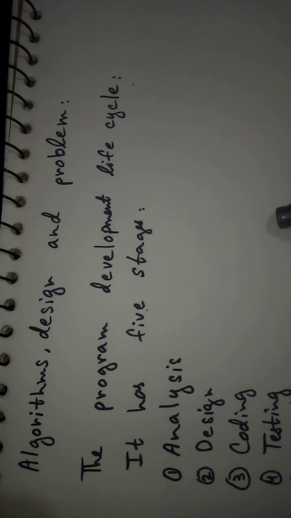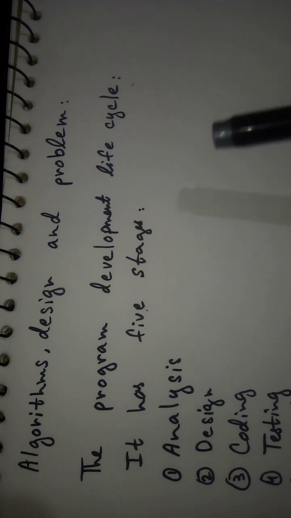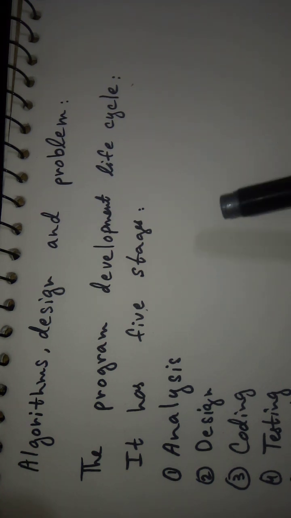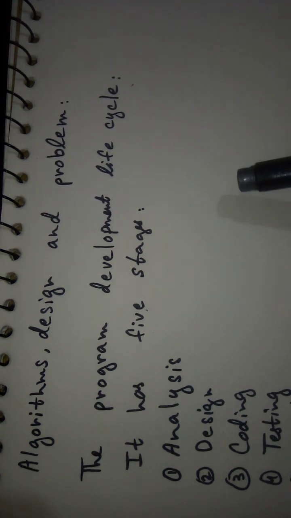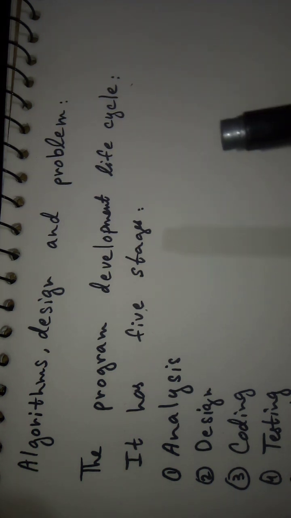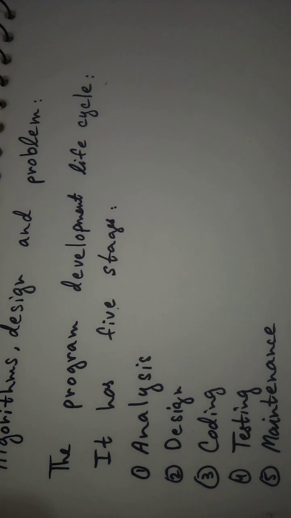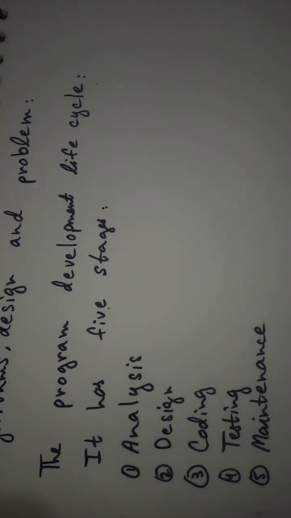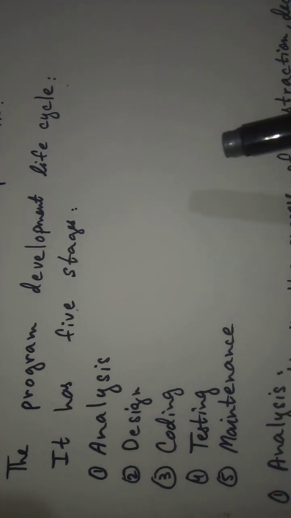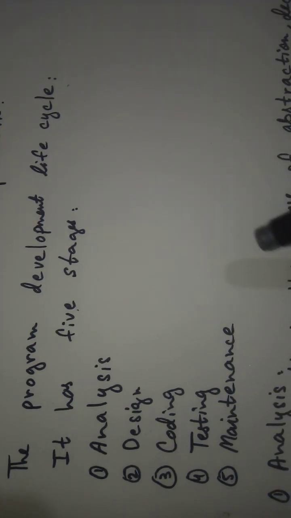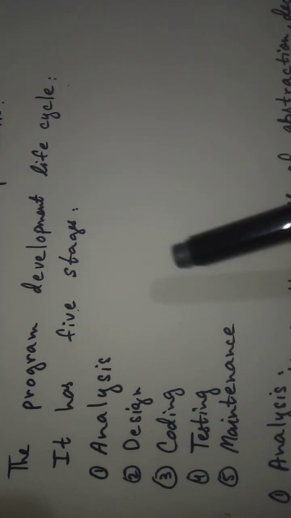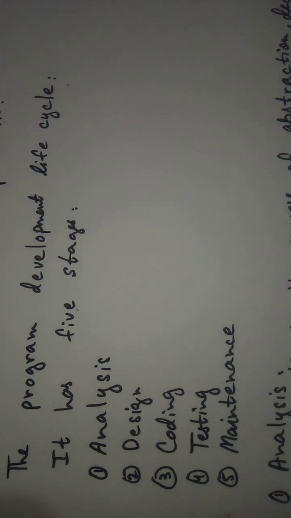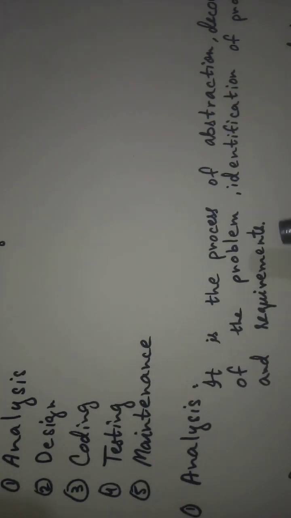Today we are going to discuss our topic: algorithms, design and problems. Now we need to know the first topic, the program development life cycle. The program development life cycle basically consists of 5 stages. Number 1 is the analysis, second is the design, third one is the coding, fourth one is the testing and fifth is the maintenance. But in this syllabus we are going to discuss the first 4 stages, means analysis, design, coding and testing.